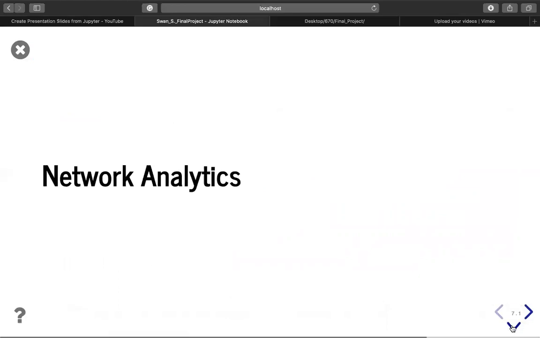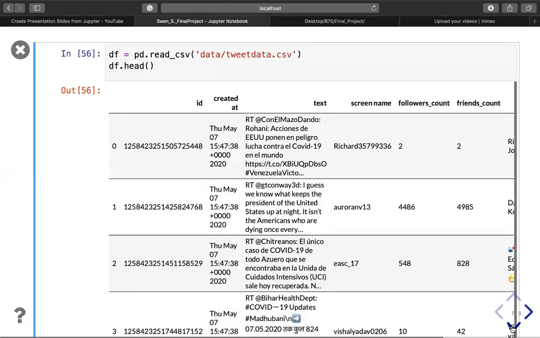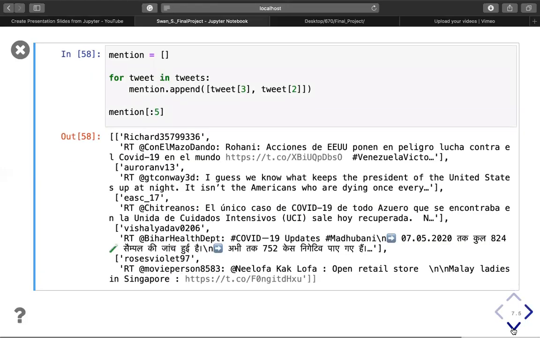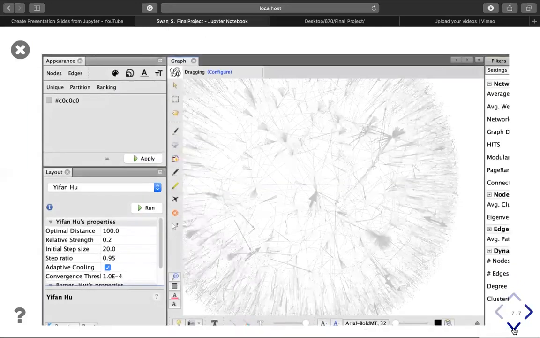Lastly, moving on to network analytics, I decided to run network analytics on mentions. The only reason I did this was because it was one of the few components of a tweet that I hadn't run analysis on. So I had done users, I had done the individual tweets, sentiment, topics. So I wanted to see if mentions could give me any more insightful information. So here's just the data frame, going through, pulling out the mentions, and here they are cleaned up. And here was my result.